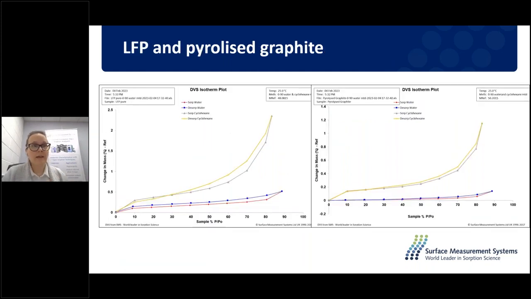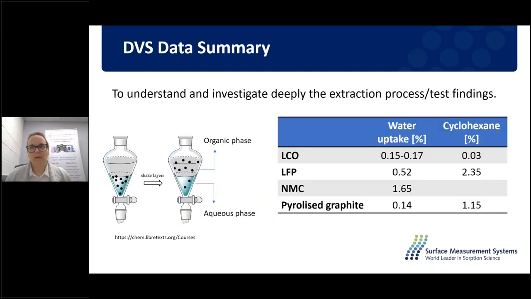For LFP and pyrolyzed graphite, we could already measure the cyclohexane sorption-desorption curve. LFP is on the left side, and on the right side, the pyrolyzed graphite. You can see that both samples have a higher uptake of cyclohexane, and the water uptake is quite small, especially for the pyrolyzed graphite. They seem to have better affinity with cyclohexane, which is organic. That basically supports the separation data that Johanna got.